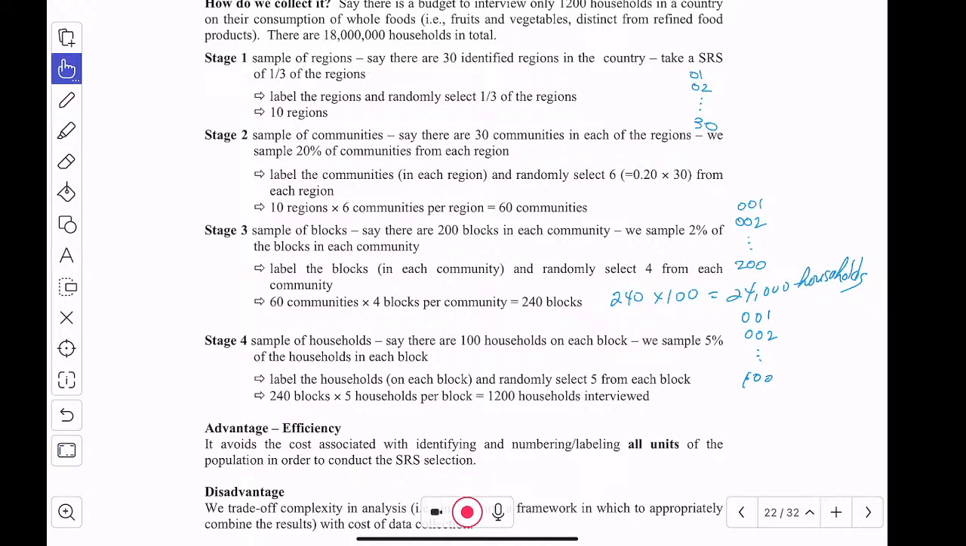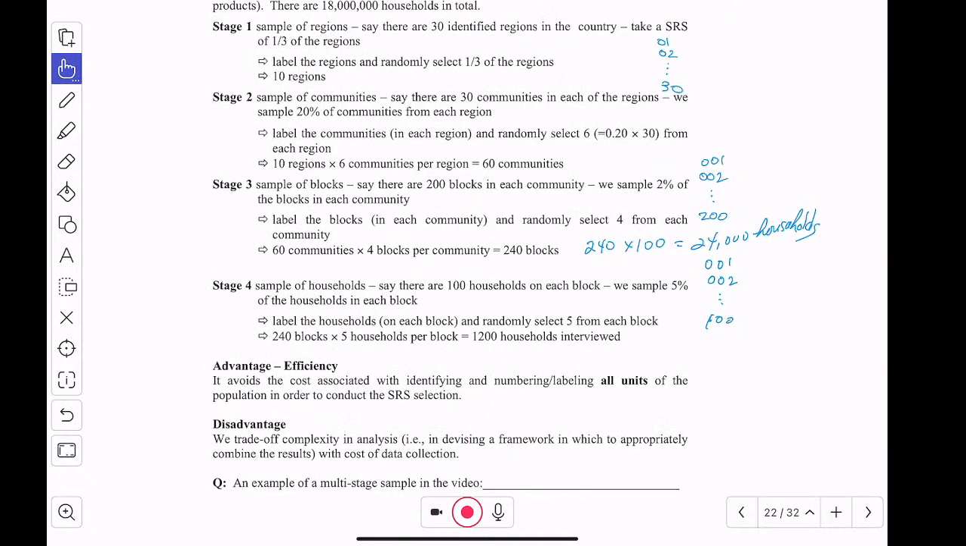The disadvantage is just trying to put this all together and estimating how good our statistics are. So we trade off complexity in analysis, in devising a framework in which to appropriately combine the results. This can be a disadvantage, but if you have financing, it's best to save your money on the labeling and put it towards consultation on doing this properly, to figure out all these percentages that I've put out here. How did these arise? Well, it was a sampling design that was commissioned, and statisticians qualified to do so were hired.